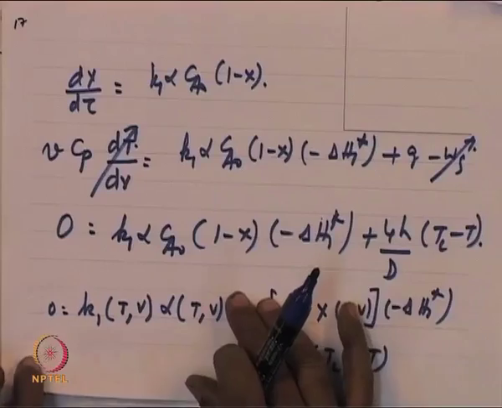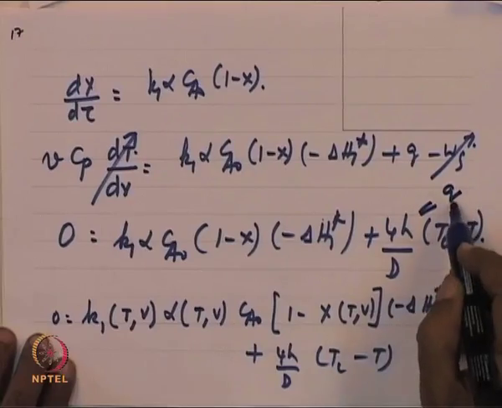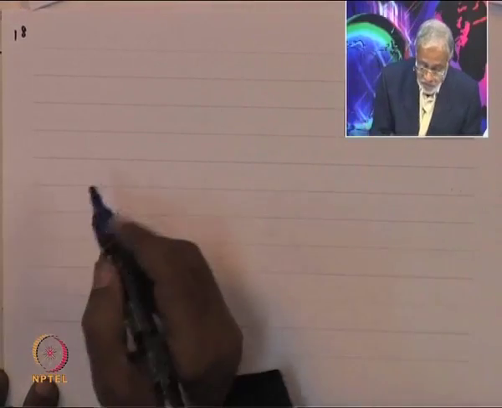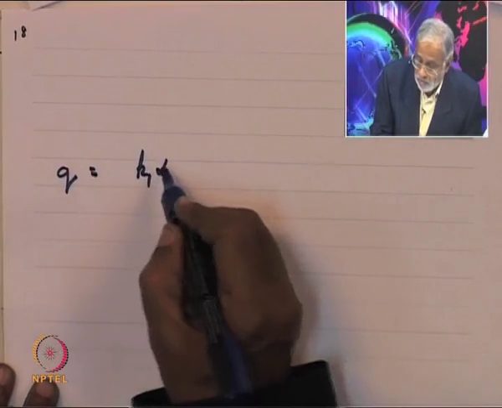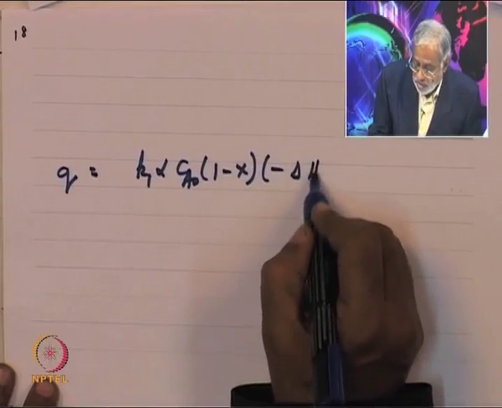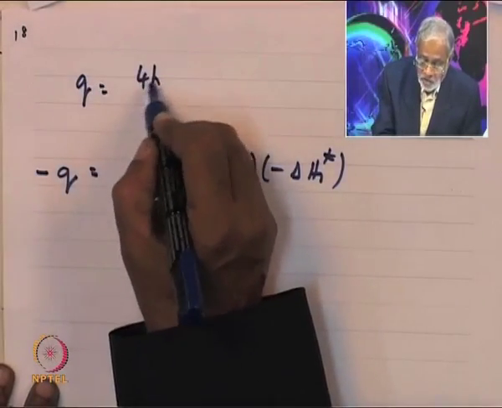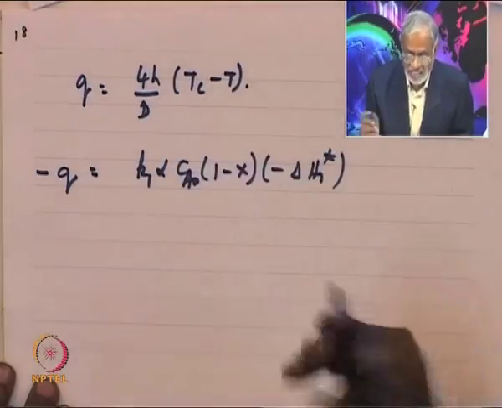So, what have we said? We said we want this left hand side to be 0. What it means is that this is equal to Q. That means Q must be equal to this term. So, let me write, which means Q equal to K1 alpha CA0 (1 minus X) times minus delta H1 star. So, minus Q equal to, because Q by definition is 4H/d (Tc minus T). So, minus Q means T is greater than Tc, that's all it means.